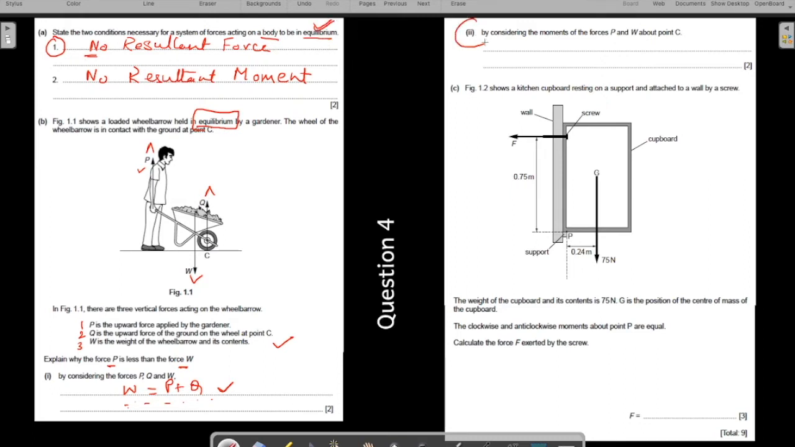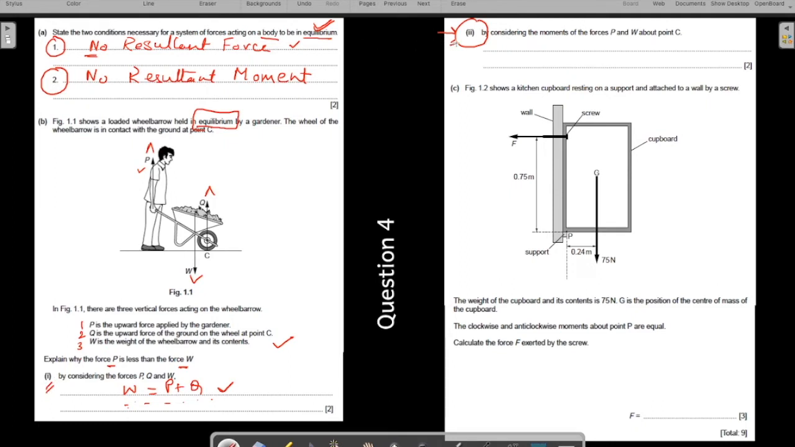If we come to the next part of the question, I am here at the top on this side. So focus here. You have to explain why force P is less than W. At the bottom, follow my pointer. Why is force P less than W? By considering the moment of the force P and Q about the point C. Now you have to talk in terms of moments. The system is in equilibrium, so no resultant force. The first necessary condition was used to answer the first part of B.